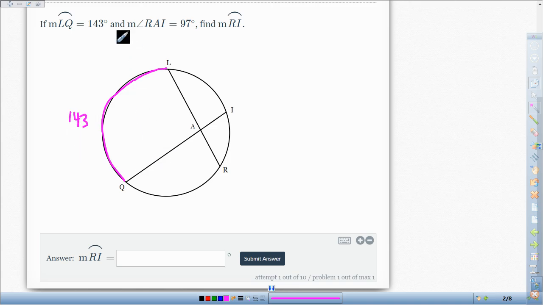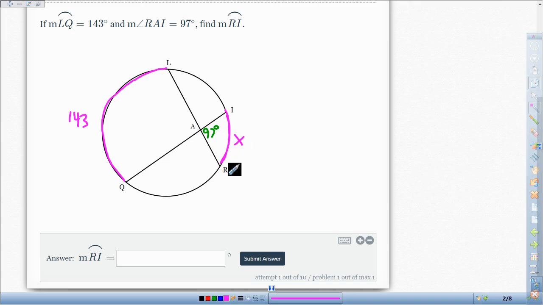Okay, and it's giving us the measure of the angle in the circle. Angle RAI starts at R, goes around A to I. That's this angle. All right, so this one is 97. And what it's asking us for is the measure of the other intercepted arc. That's what we're looking for, or we can call it X.